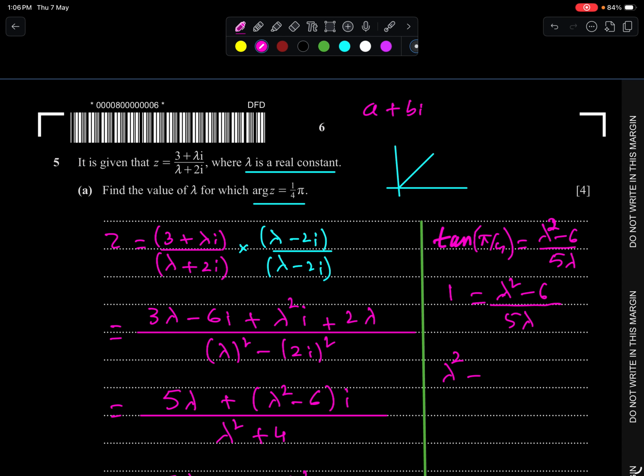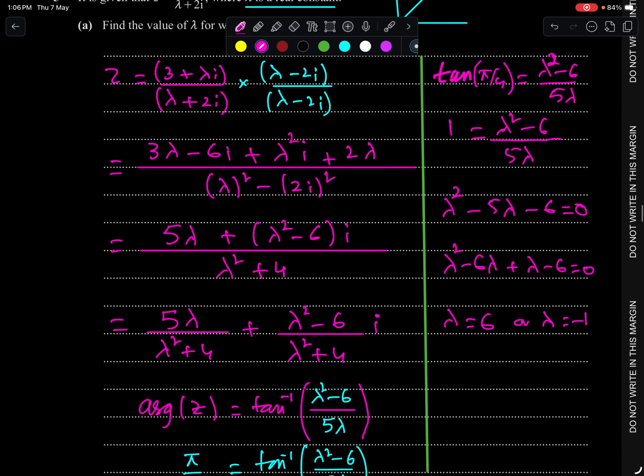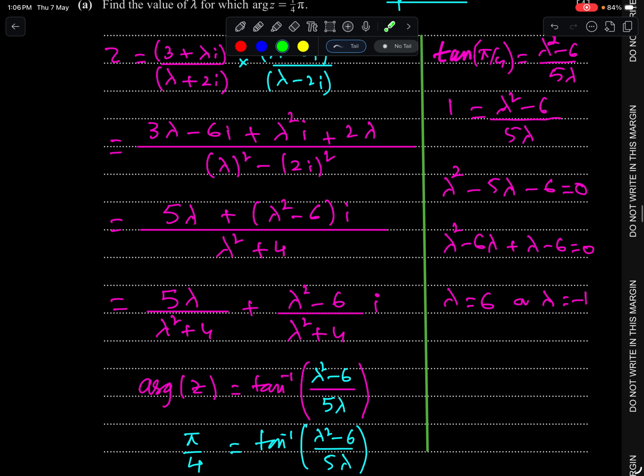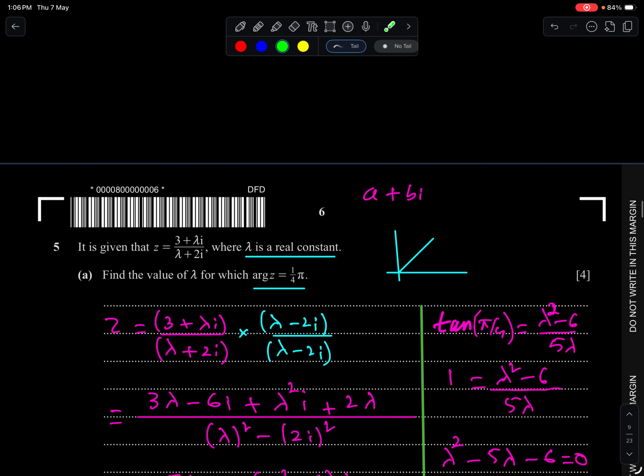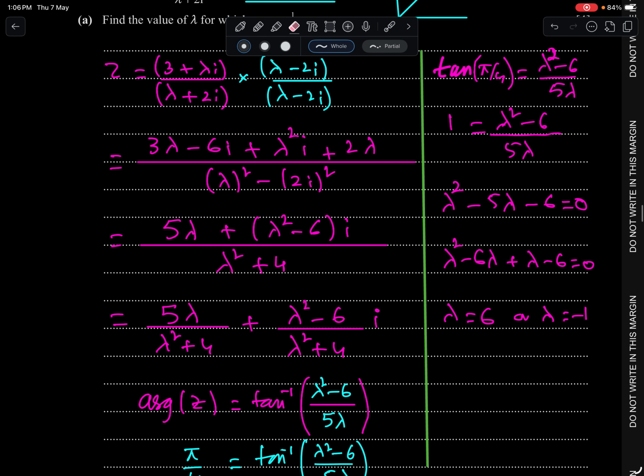It's lambda square minus 5 lambda minus 6. Break the middle term. So we have lambda square minus 6 lambda plus lambda minus 6. We are getting two values: lambda is 6 or lambda is minus 1. Minus 1 is rejected. Why? Because when we substitute minus 1 here, the real part will be negative, and the complex number's argument won't be pi by 4 then. So reject this part.